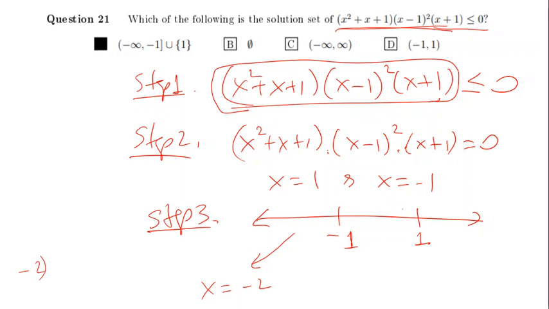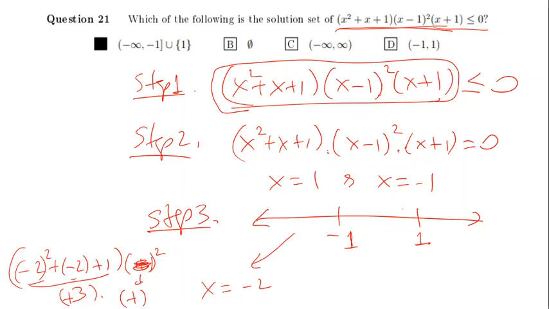-2 squared plus -2 plus 1, which makes 4 minus 2 plus 3, it's +3. And then the square has to be positive for sure. You know, the square of anything will be positive. And then -2 plus 1 is negative. So plus, plus, minus, so it will be minus.